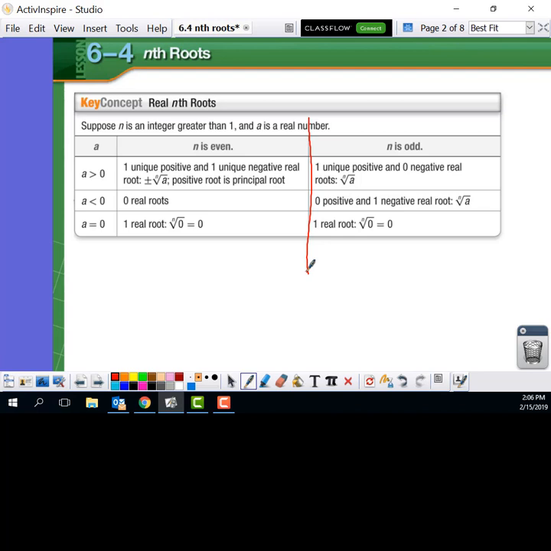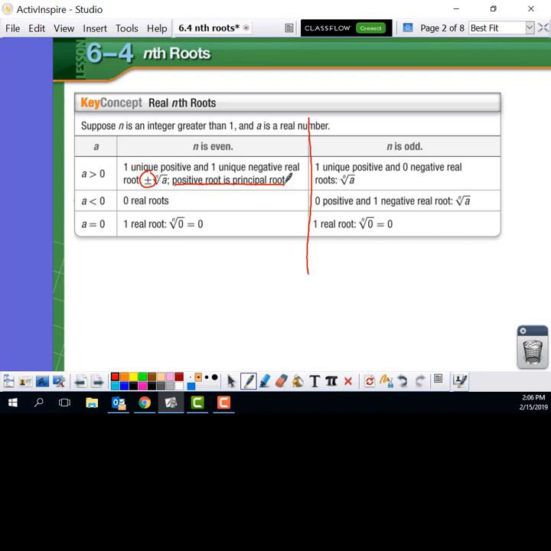Basically, if I could summarize this, it would be that if n is even, meaning you're taking an even root, like a second root, fourth root, sixth root, eighth root, etc., you're going to have exactly one unique positive and one unique negative real root. That's basically just saying that you're going to have the plus or minus. It's also important to note, this is just kind of a semantics issue, but the positive root is called the principal root.